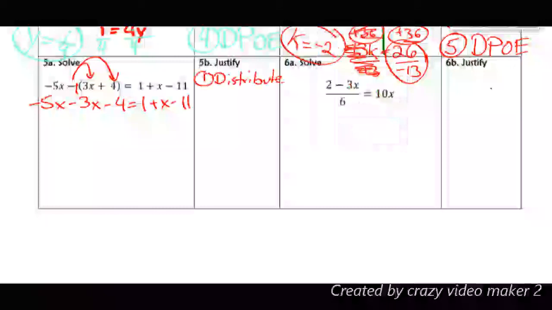My second step is combining like terms. I'm going to do this twice. I'm going to combine like terms on the left side, because I see that I have a negative 5x and a negative 3x, or negative 5x minus 3x. That's negative 8x. And on the right side, I see that I have a 1 and a negative 11, or 1 minus 11. That's negative 10.